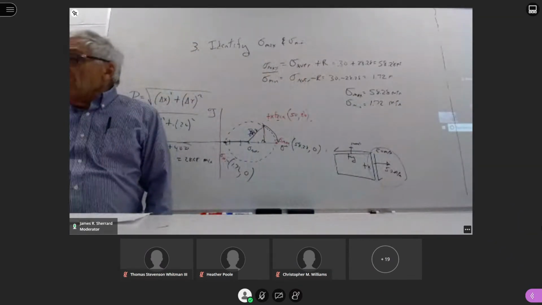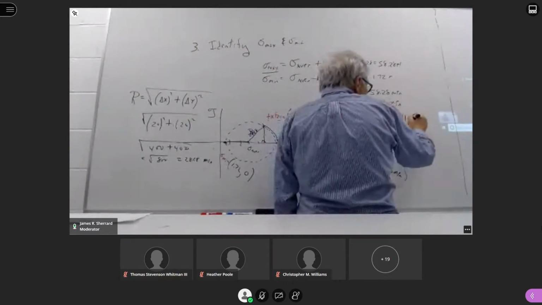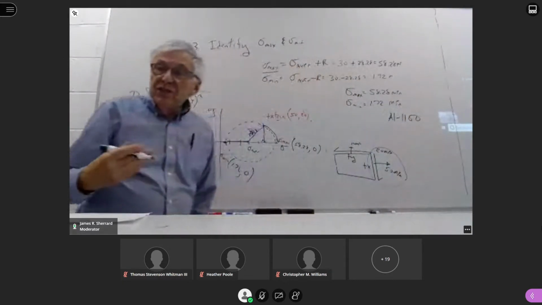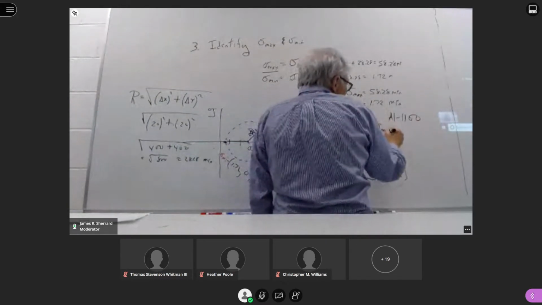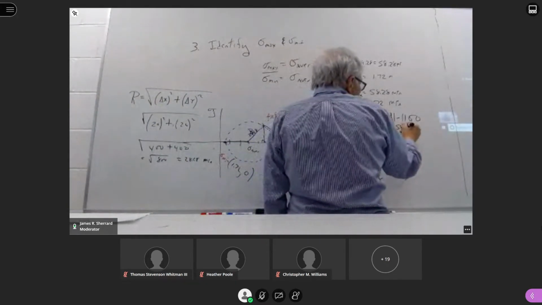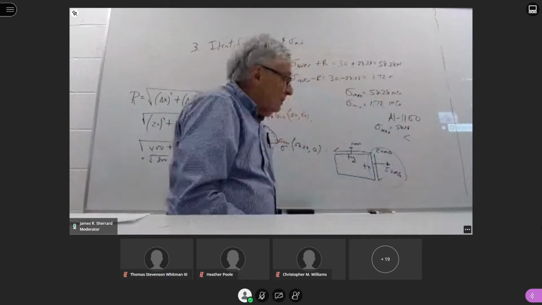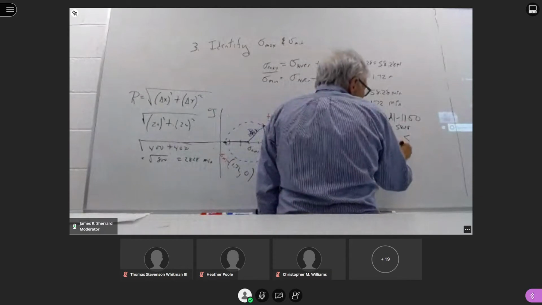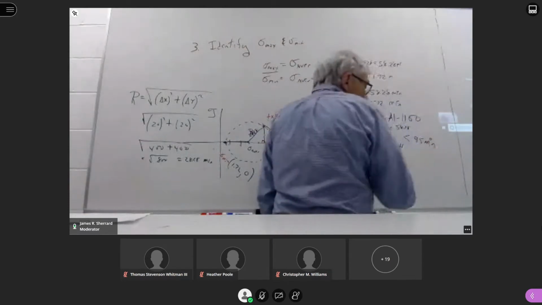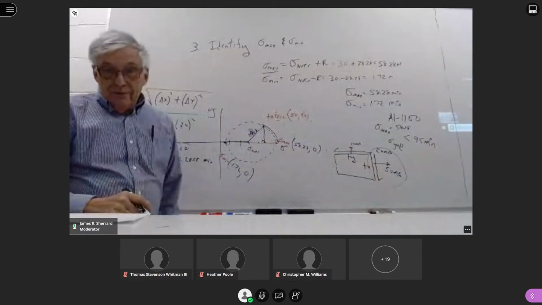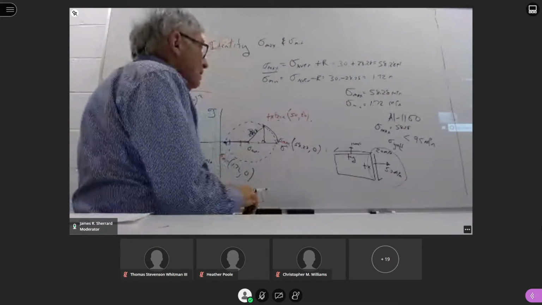If we know what material this is, let's say it's aluminum 1100, I could ask you, is this system safe? I would look at my maximum value, and that is less than the yield value, which is 95 megapascals. So this thing is safe for plane stress.